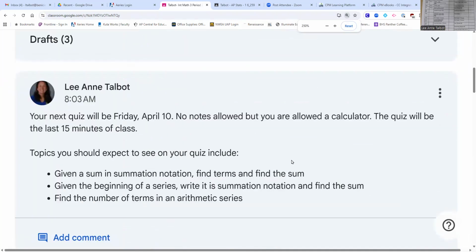Okay. While we're here, I just want to talk about this real quick. Your quiz topics, just for your quiz review. It's Friday. There's no notes, however, the formula for the sum of an arithmetic, the formula for a sum of a geometric, and the quadratic formula are printed at the top of the page. So you do not need to memorize those formulas, they will be there for you.